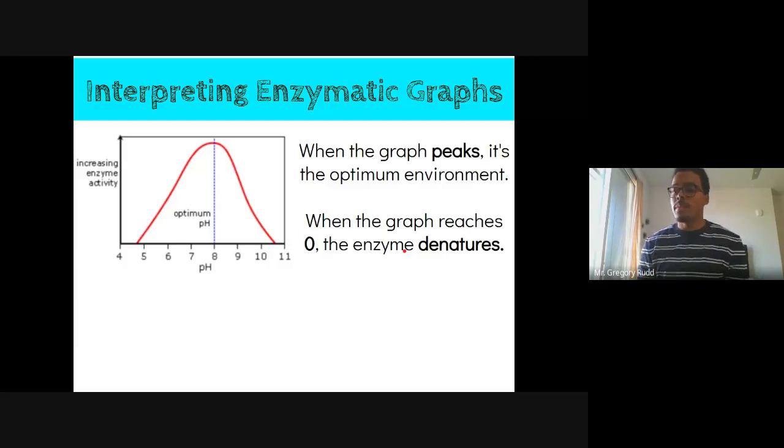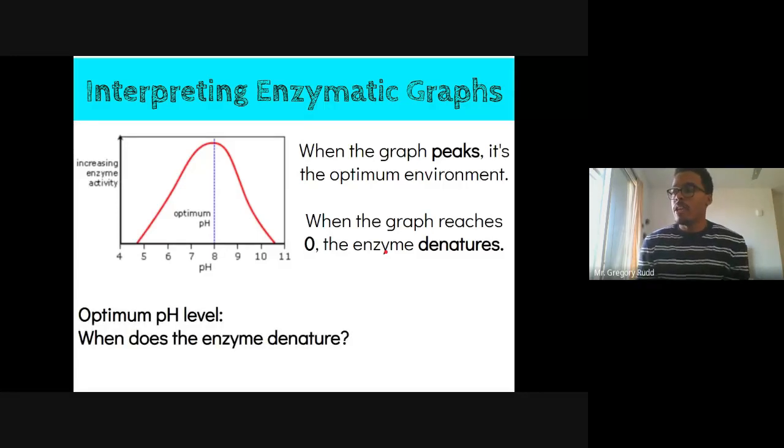All right, so let's do some examples, some practice. Again, when the graph peaks, the enzyme is in its optimal environment. So what's the optimum pH here? What's the optimum pH for whatever this enzyme is? 8. 8, yeah. So we can see that the graph peaks at about a pH of 8.